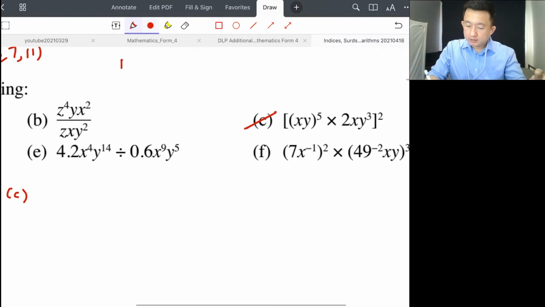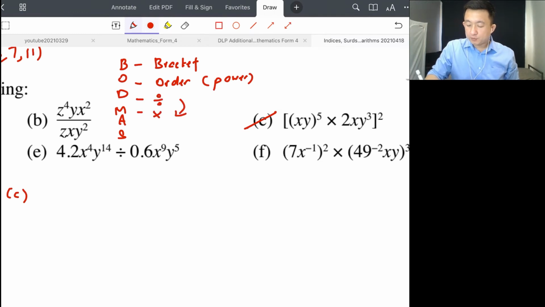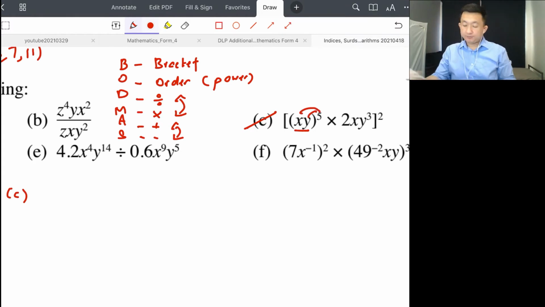The order, the most priority is what within the bracket. You can solve out within the bracket, you do what's within the brackets. Followed by order, the power, followed by division, multiplication, same level, addition, subtraction, same level. We look at this one. You have x and then you have power 5, so multiply in, you still have the brackets, right?